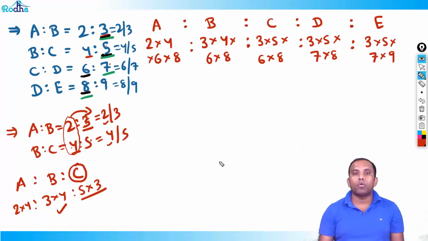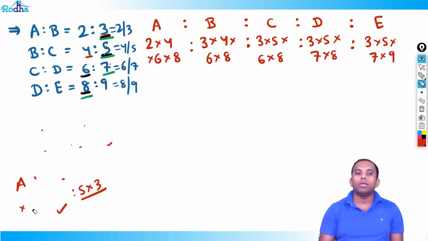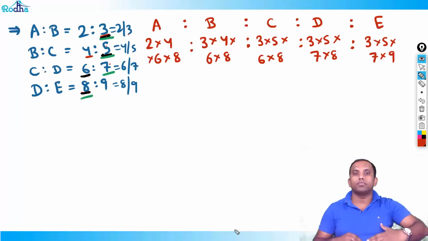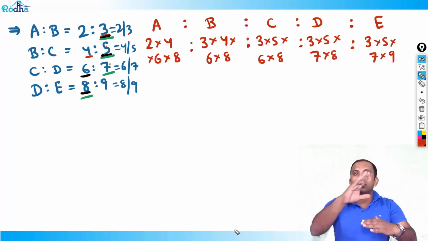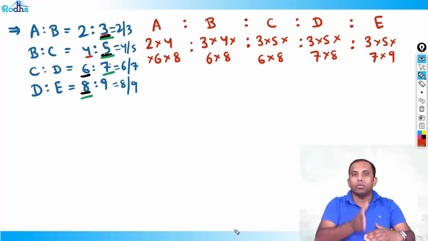So a very important point we have discussed here: how to combine multiple ratios. Just make it a pattern. How to make a pattern? First is A. What is A? A is the combination of all numerators, 2, 4, 6, 8. Now for B, shift 1. Shift 1 means the first denominator and the next three numerators. That is 3, 4, 6, 8.